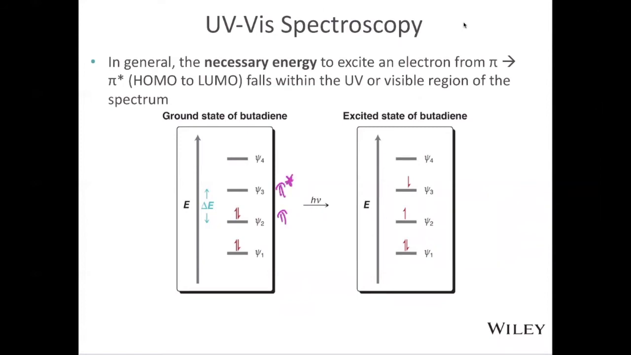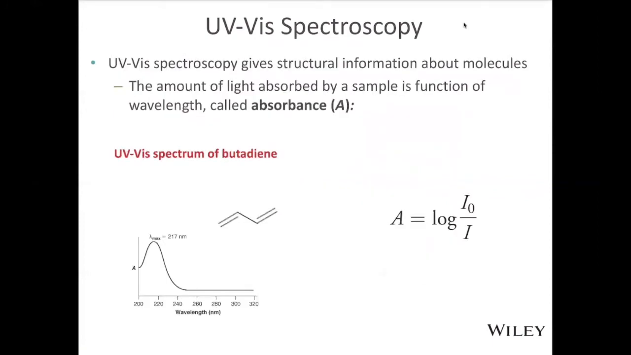And so when we promote that electron from pi to pi star, the energy is very typically in the UV and visible region of the electromagnetic spectrum. Ultraviolet visible spectroscopy gives us information about a molecule's conjugation. So the amount of light that's absorbed by a sample is a function of the wavelength, also called absorbance, and that ultimately tells us about the conjugation.